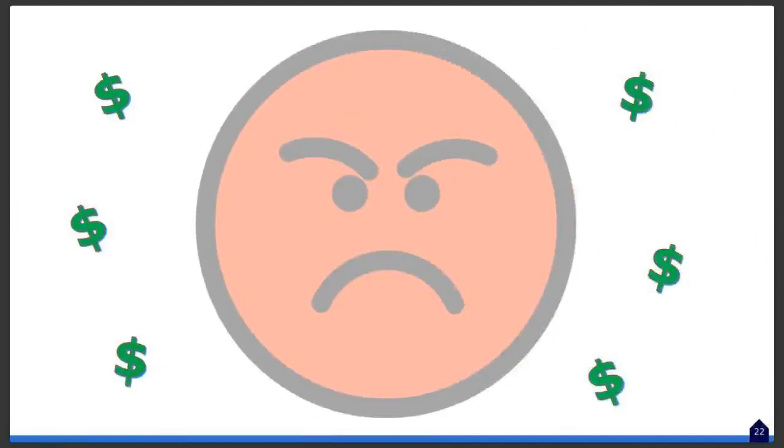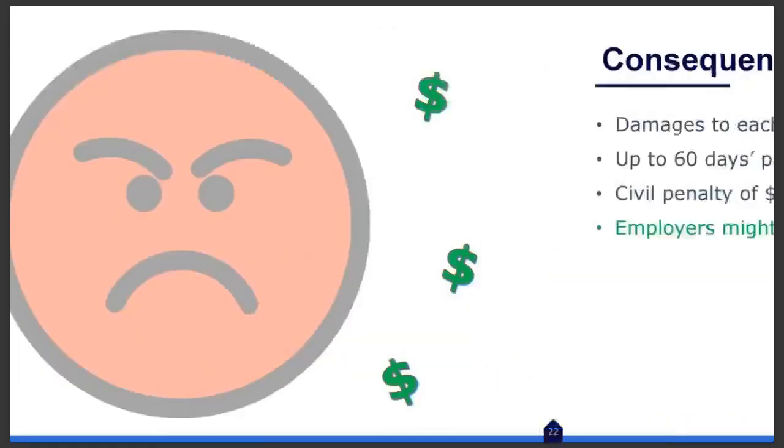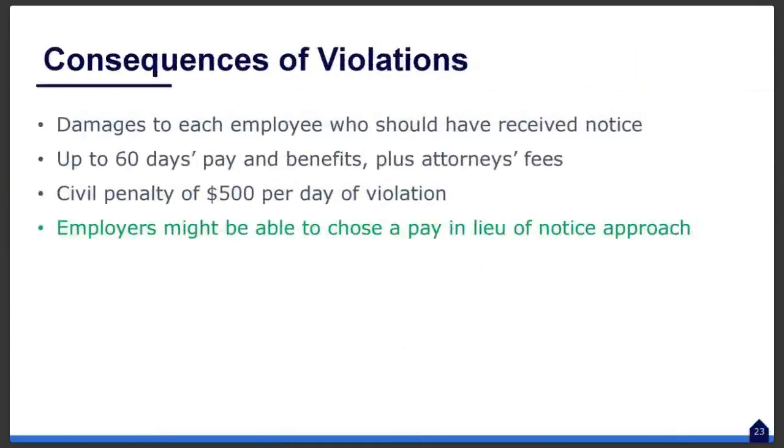And a lot of people could get upset, including, for example, the government, and they can impose fines in addition to liability to individual employees who might go to attorneys who might get interested because, among other things, they might be able to recover their attorney's fees in going after companies who didn't provide WARN notices. So what are the consequences? Damages to each employee who should have received notice, which includes up to 60 days pay and benefits.